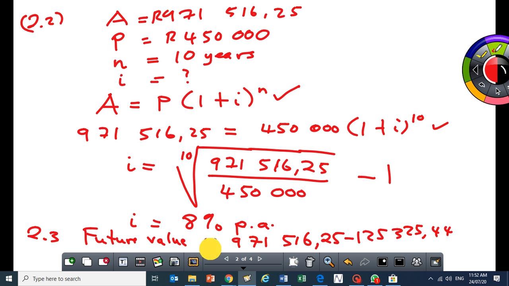Can you just calculate it for me? Okay, so that's 846,181. That's the amount which is going to be in the sinking fund if they want to buy a new bus. Okay, any question?